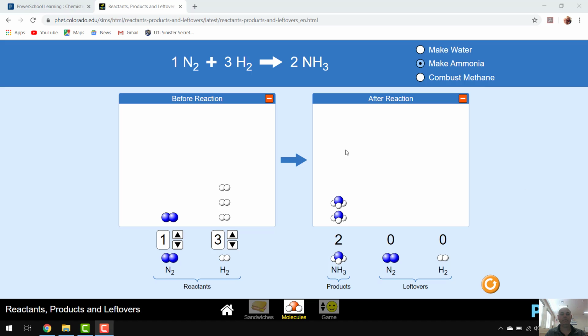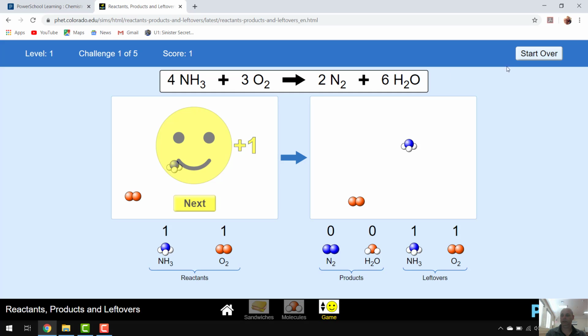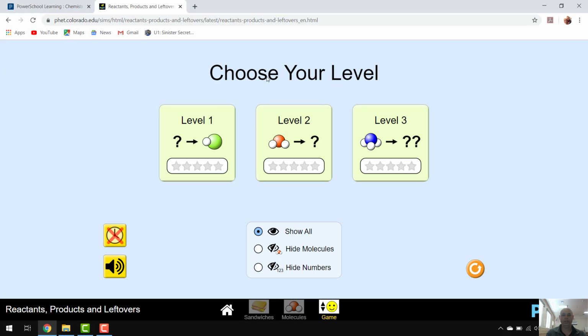Okay, from the molecules, I'm going to go to the game. Now, I want you to play around with the sandwiches and the molecules, but the game is actually what you're going to print up for me. So we're going to go over to the game, and let's start over. It's going to give you a choice of your level, and we're going to go with level 1.